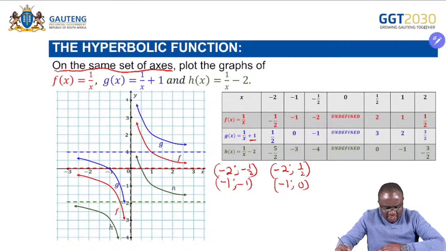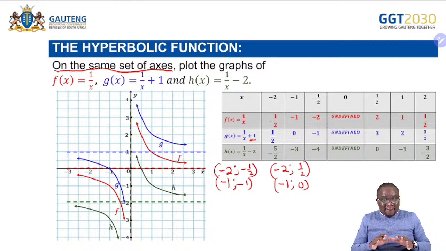Let me give you 1 minute to make your graph look like this before we go to our discussions. Make sure that you have your 3 graphs on the same set of axes: f of x, which is our parent graph, then g of x and h of x. And then after that, we will continue. 1 minute.